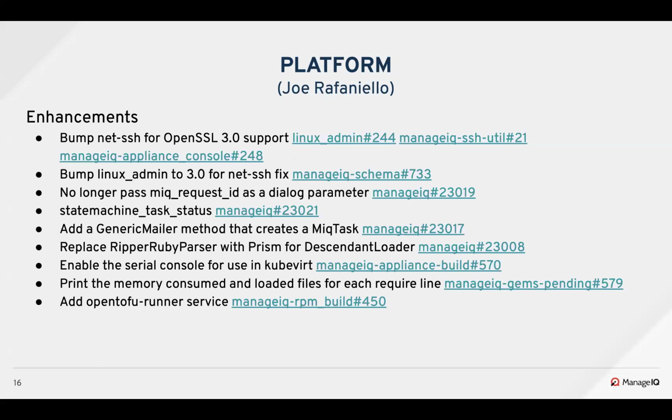In fact, a number of gems were bumped, especially because on the Red Hat side, OpenSSL 3.2 was added to the repositories in addition to 3.0, and it created conflicts in certain places. So there's a number of bumps, such as Linux admin gem to 3.0 for the NetSSH fix.